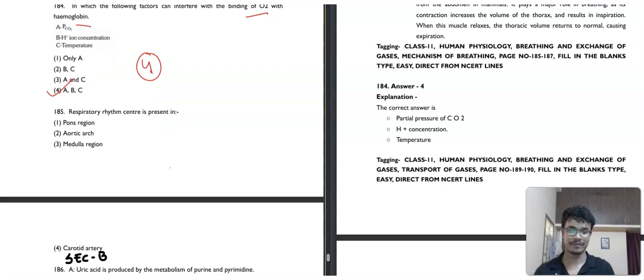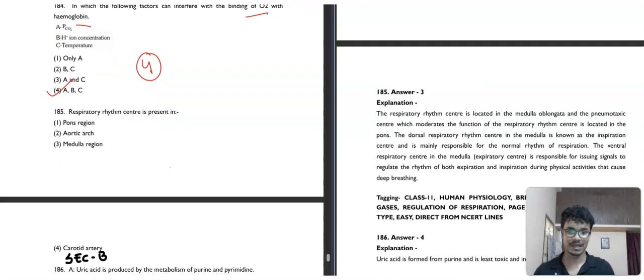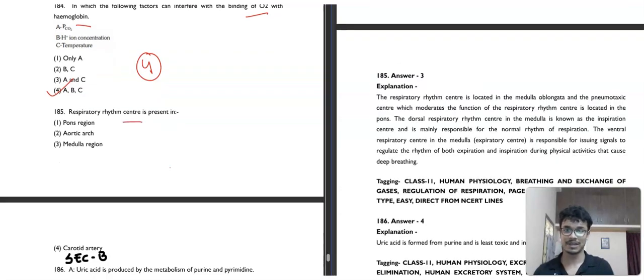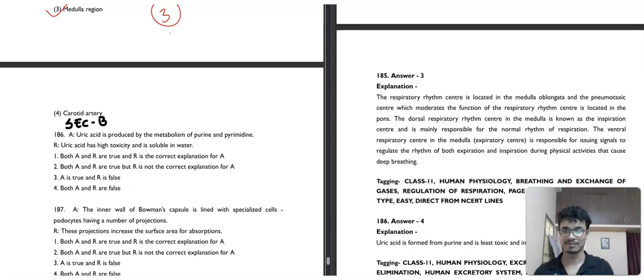Then question number 185. It is saying the respiratory rhythm center is present in pons, aortic arch, medullary region or carotid artery. So the pneumotactic center is present in the pons, but the respiratory rhythm center is present in the medulla oblongata or medullary region. The third option is our correct answer for this question. Then we will move into section B.